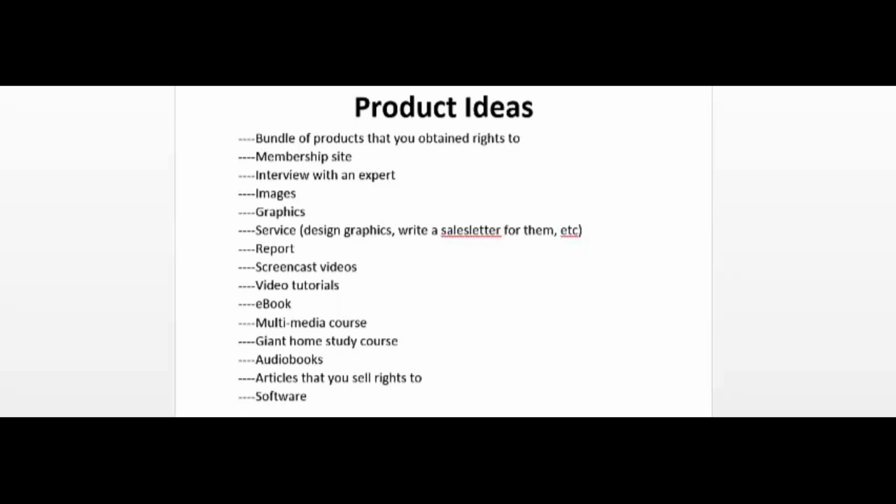Another product idea is to offer a service if you have a certain skill, such as designing graphics, writing sales letters, etc. Another product idea is just to write a quick report. It could just be a 10-page report, sell it for $7. As I said in a previous video, it's the quality of the content that counts. It's not necessarily the quantity. You can create video tutorials like what I'm doing right now. There are free tools that you can use to create video tutorials.